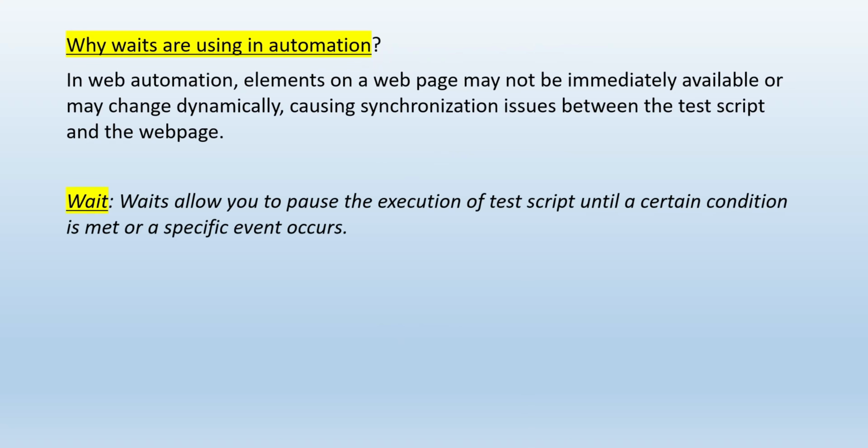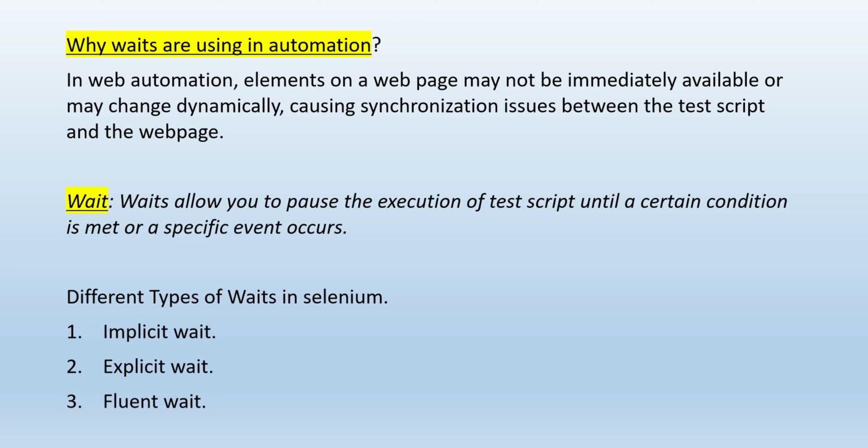Let's see what a wait is. A wait allows you to pause the execution of the test script until a certain condition is met or a specific event occurs. So the wait will pause the execution of the test script until the elements load in the web page, depending on the wait we mention in the script. Let's see the different types of waits in Selenium: implicit wait, explicit wait, and fluent wait. Each of these three waits has different options. Let's see them one by one.